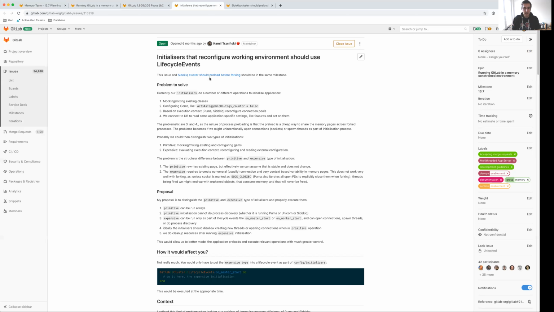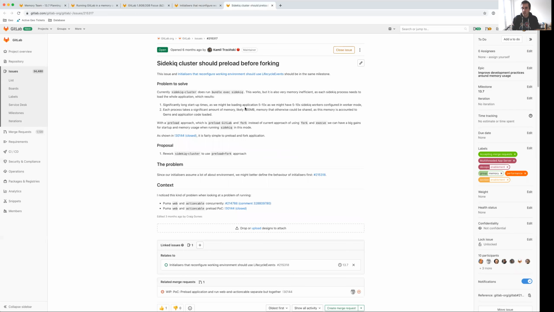Linked to this here is the Sidekiq cluster preloading. So this is another issue that we're going to look at. And so currently, when we execute bundle exec sidekiq, this is quite memory inefficient. We know this already. So there may be an opportunity here to configure this in a different way, set it up to use not as much memory. So those are two of the specific items here.